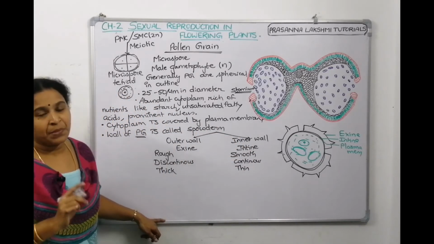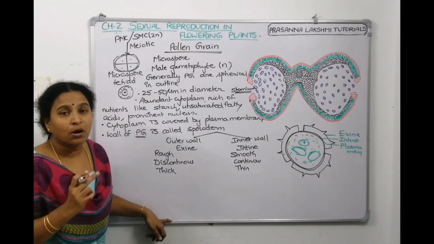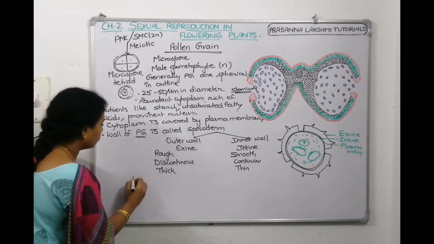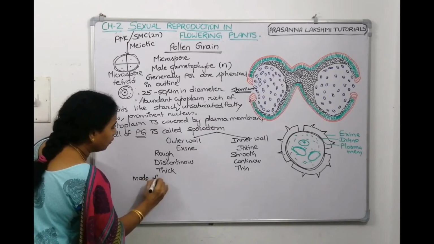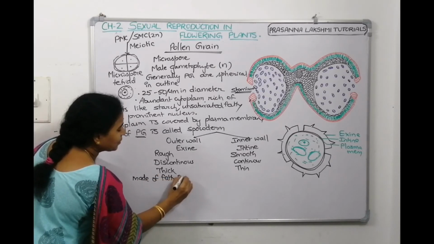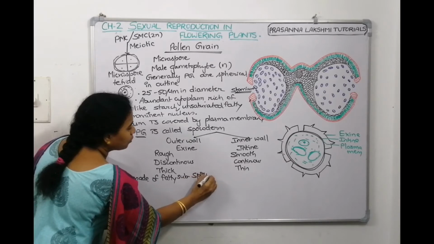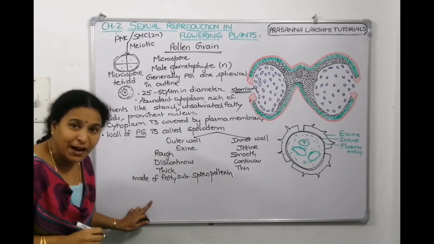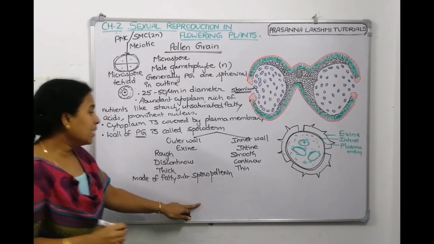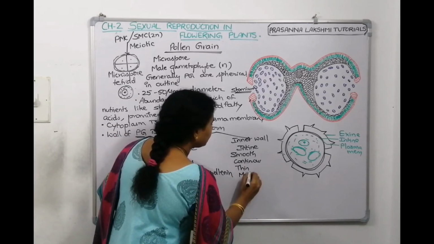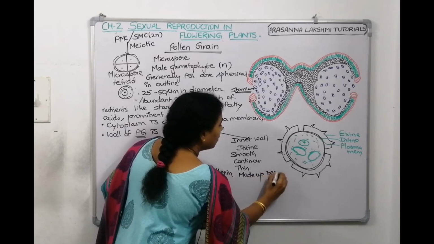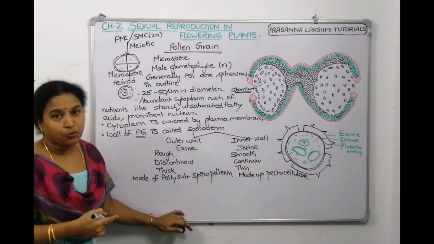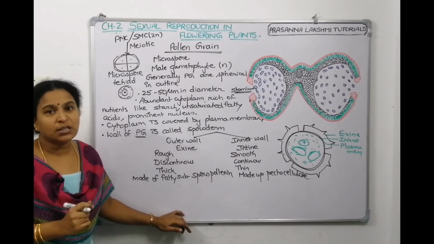It is thin. The outer wall is made up of a fatty substance. What is it called? Sporopollenin. The outer wall is made up of a fatty substance called sporopollenin, and the inner wall is made up of pectocellulose.